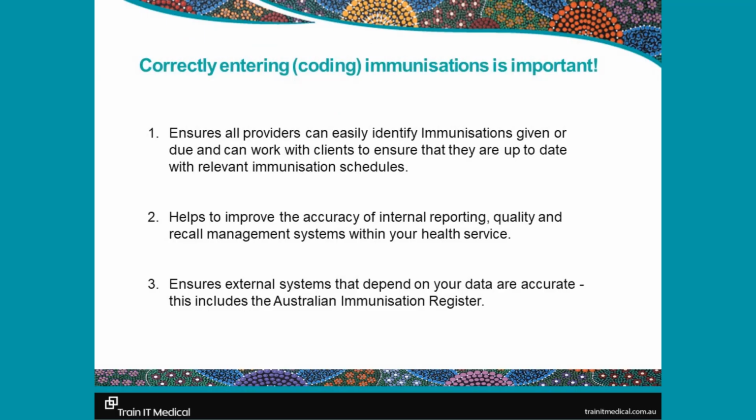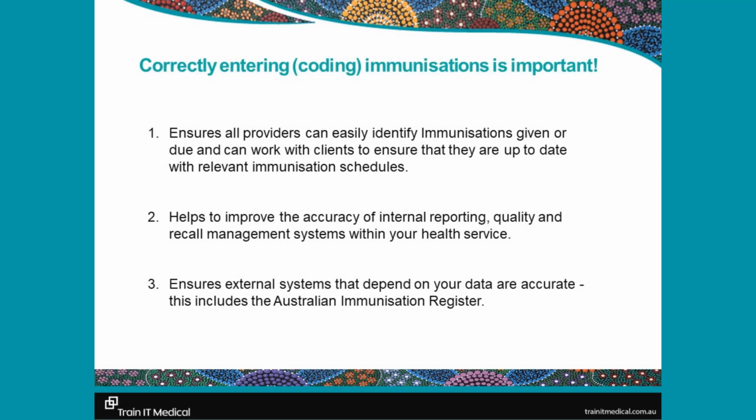So correctly recording immunisations in a patient record is important for a number of reasons. Firstly, it ensures that all providers can easily identify immunisations given or due and can work with the client to ensure that they are up to date with relevant immunisation schedules. Secondly, it helps to improve the accuracy of internal reporting, quality and recall management systems within your health service. And finally, it ensures that external systems that depend on your data are accurate, and this includes the Australian Immunisation Register.